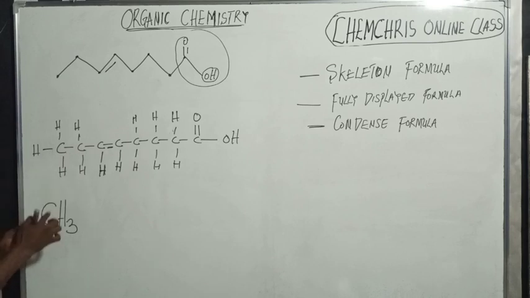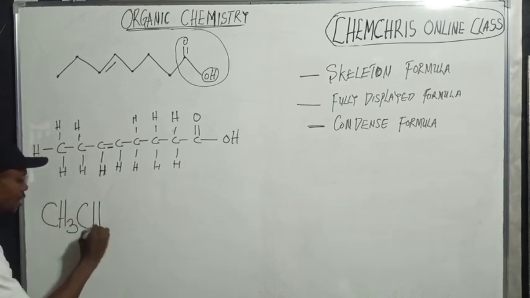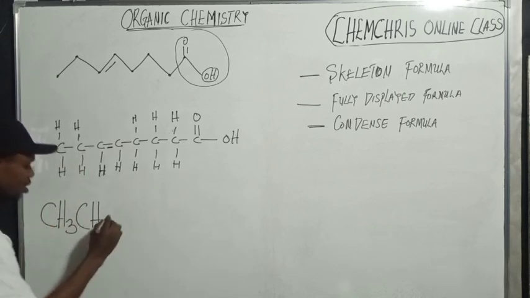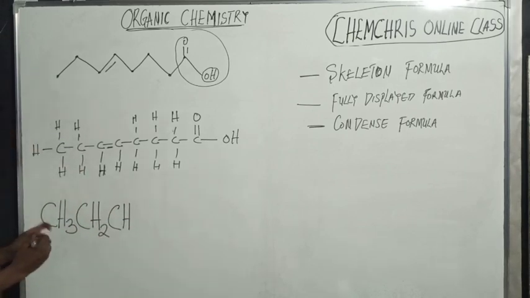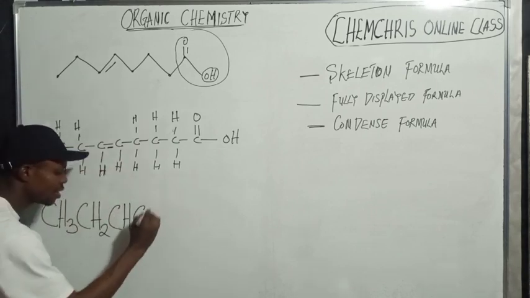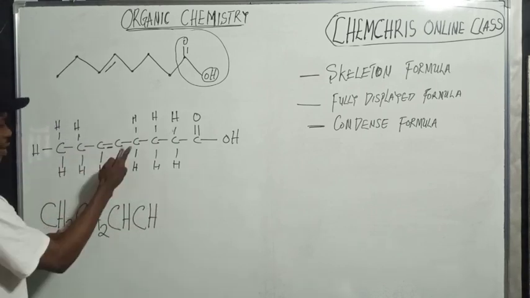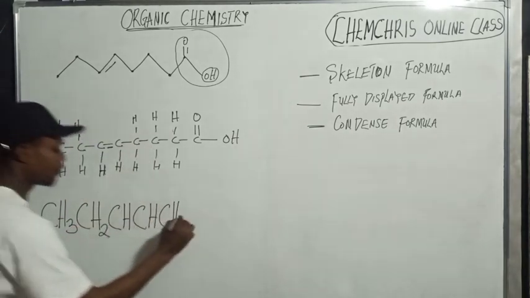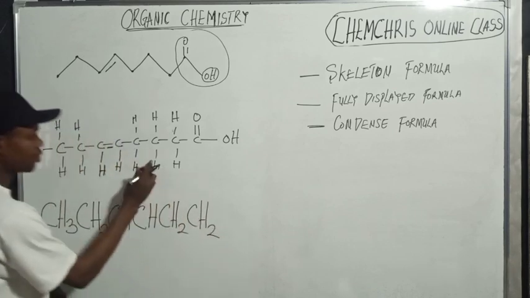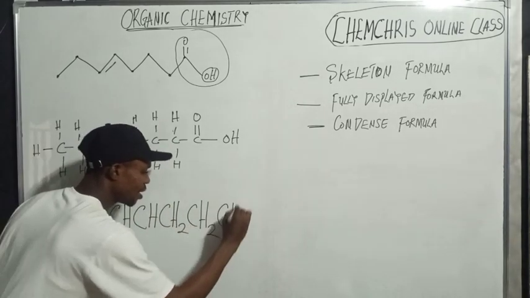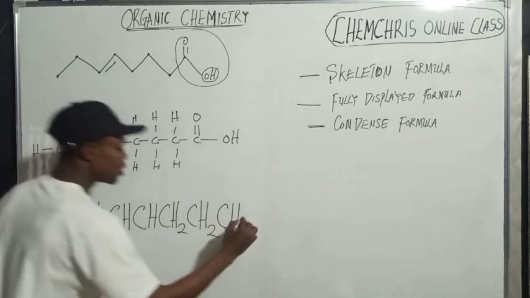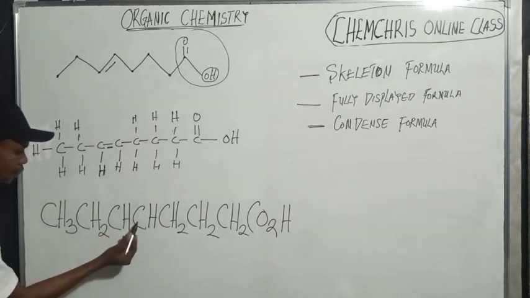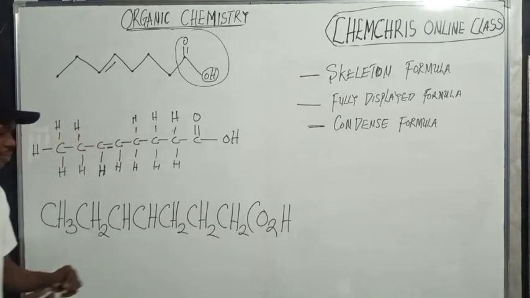Then the next one is CH2. So you have CH2, right? Now the third one is CH. Then you have the other one, CH. Then here we have CH2, CO2. Here we have CH2, right? Here we have CH2, and here we have CO2H. Can you see that? 1, 2, 3, 4, 5, 6, 7, 8. This is that.